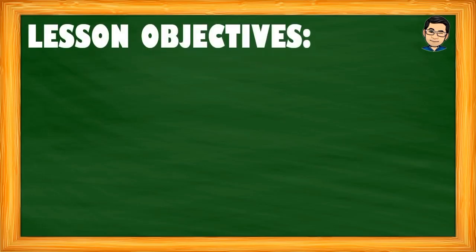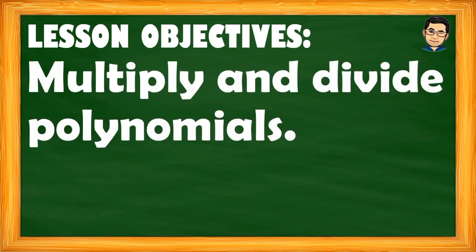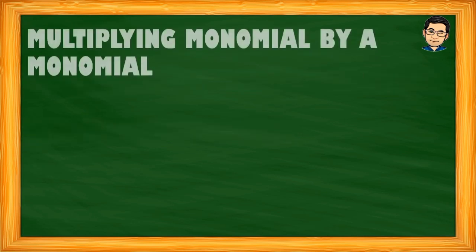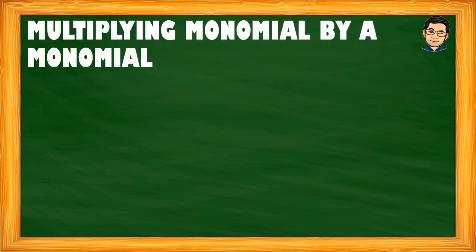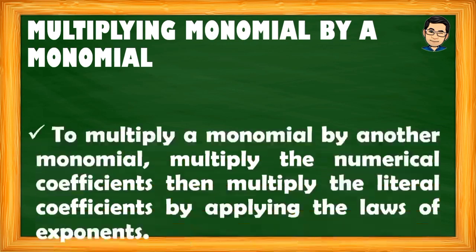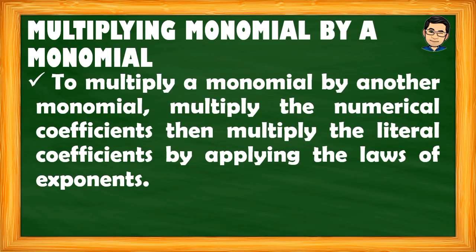So, for our lesson objectives, we will be multiplying and dividing polynomials using the laws of exponents. So, yung first one natin, multiplying monomial by a monomial. So, one term times one term. In order to multiply a monomial by another monomial, just simply multiply the numerical coefficients, then multiply the literal coefficients by applying the laws of exponents. So, i-multiply natin yung mga numbers, and then yung mga literal coefficients, i-add natin yung mga exponents.